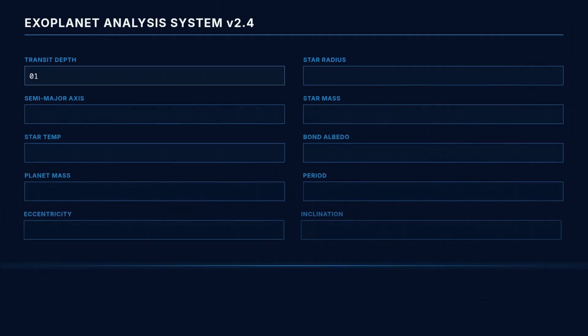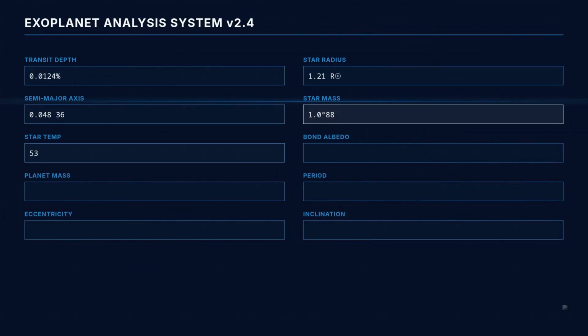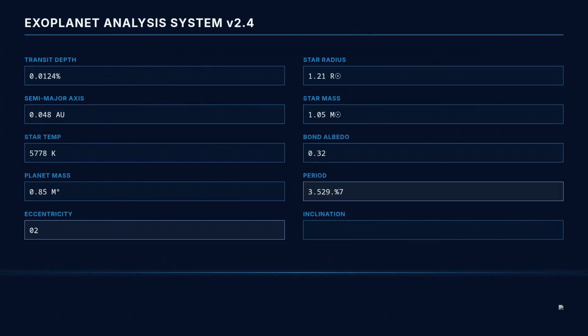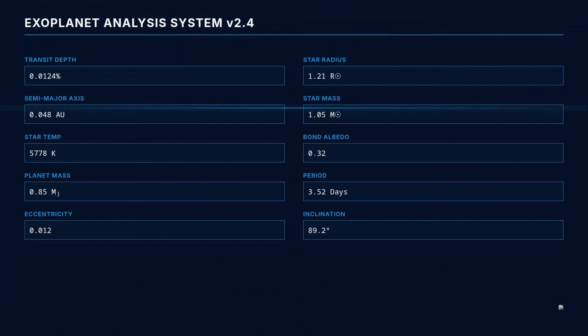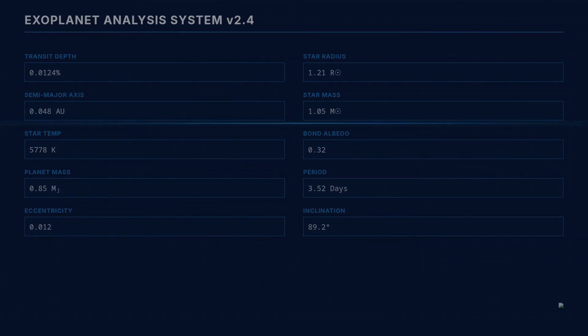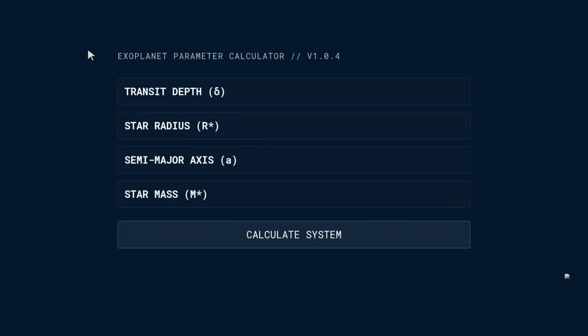Enter your transit depth as a fraction, your star radius in solar radii, the semi-major axis in astronomical units, star mass in solar masses, star temperature in Kelvin, bond albedo between 0 and 1, planet mass in Jupiter masses, orbital period in days, eccentricity, and inclination in degrees. Let's calculate using these values.